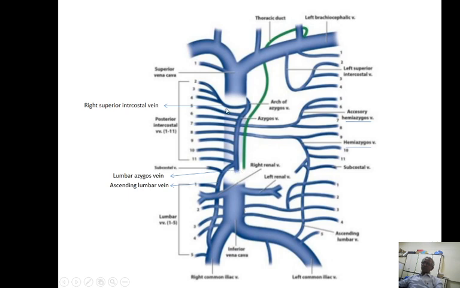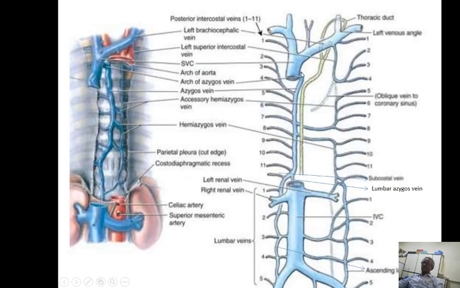Then it goes up till the fourth space. Then there it is arching forward over the root of the right lung to join the superior vena cava before it pierces the pericardium. So this is the root of the right lung.